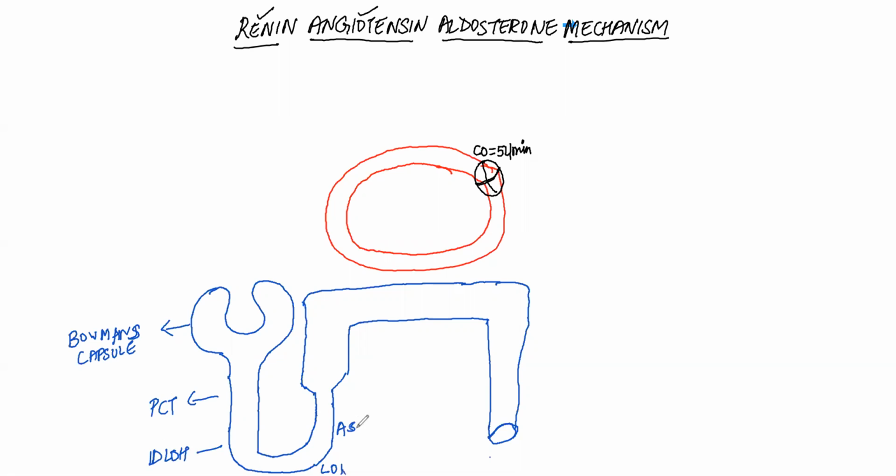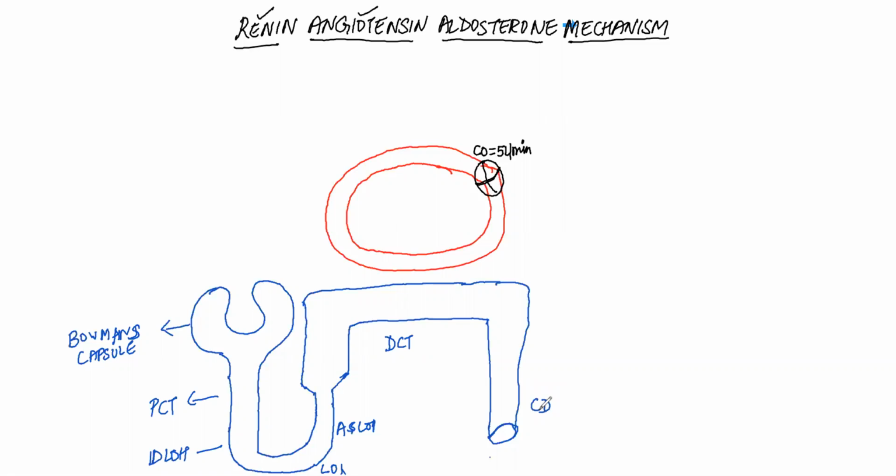This is actually supposed to be broader, but due to lack of space, I've just drawn it like this. Then this is your distal convoluted tubule, and this is your collecting duct. So we have studied the parts of the nephron. Now let us take a look at how the nephron interacts with the renin angiotensin aldosterone mechanism.